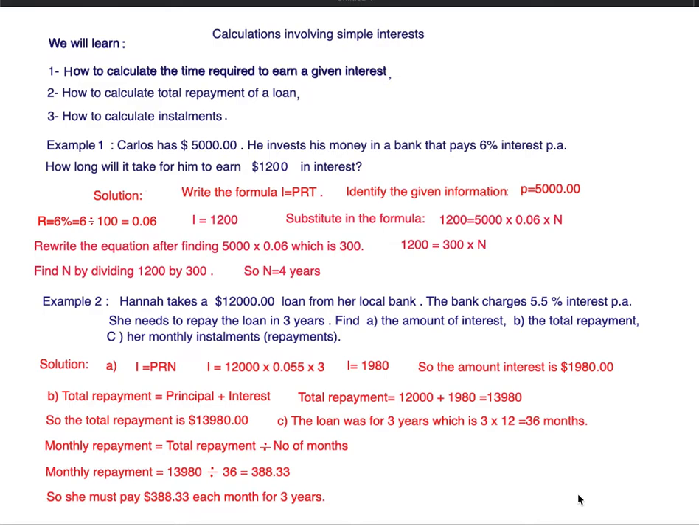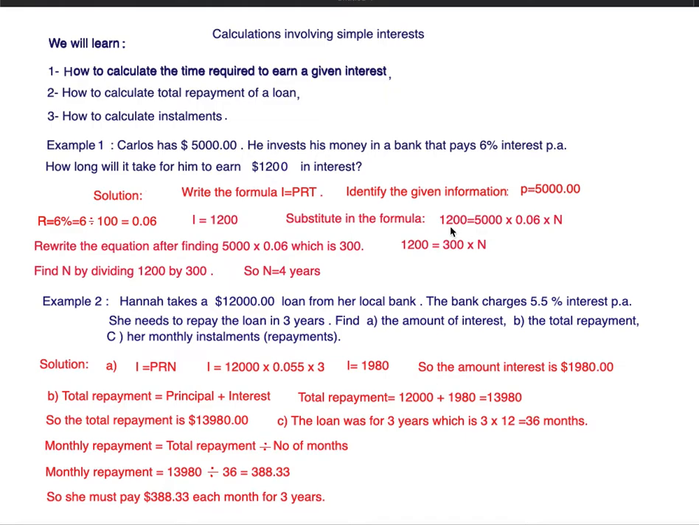Now that we have all of this, we substitute it in the formula. I is 1,200. Here we write 1,200, then equals P, principal, which is 5,000. Remember there is times between them, so it is P times R times T. So we put back the times. Interest rate R was 6% or 0.06, we put it here. And time or the number of periods is N. I could have left it as T, it doesn't matter.